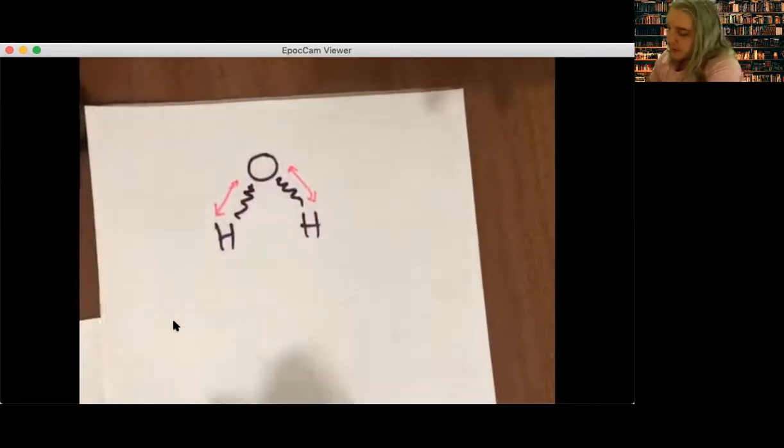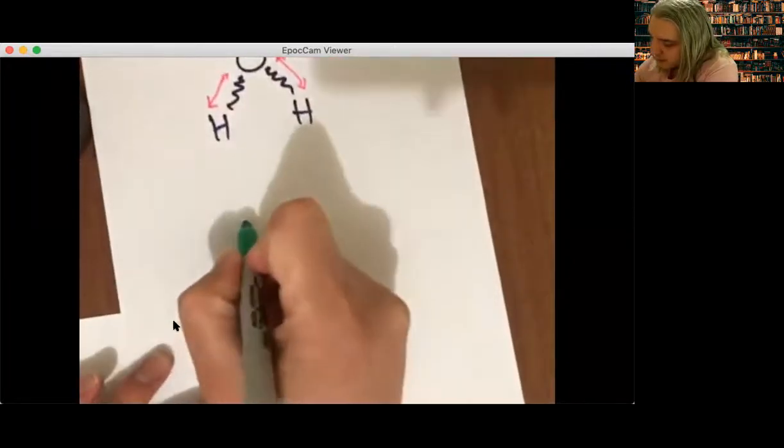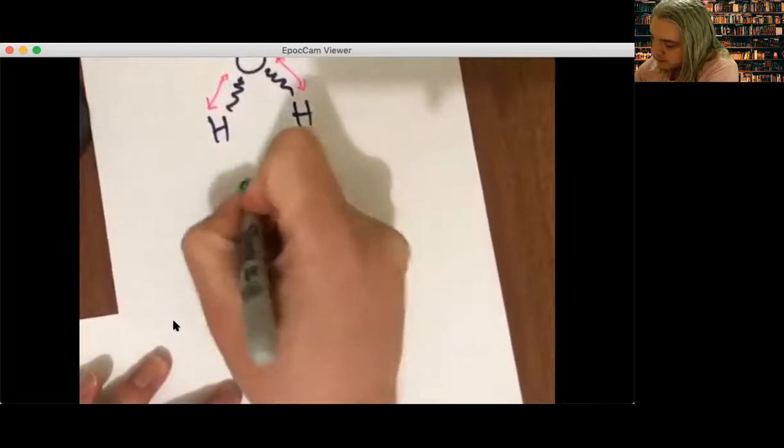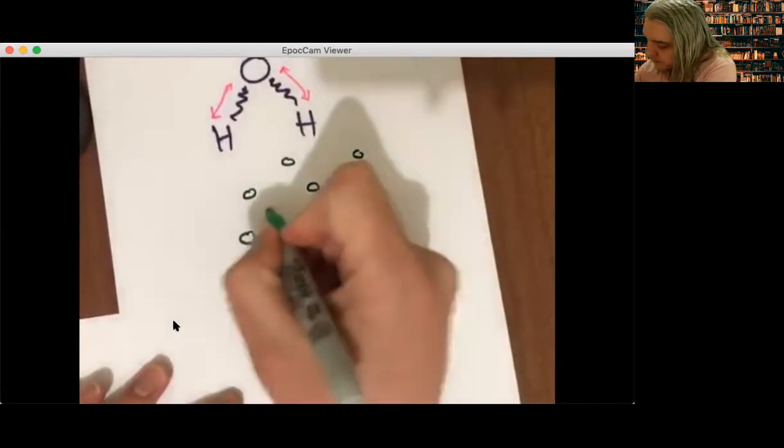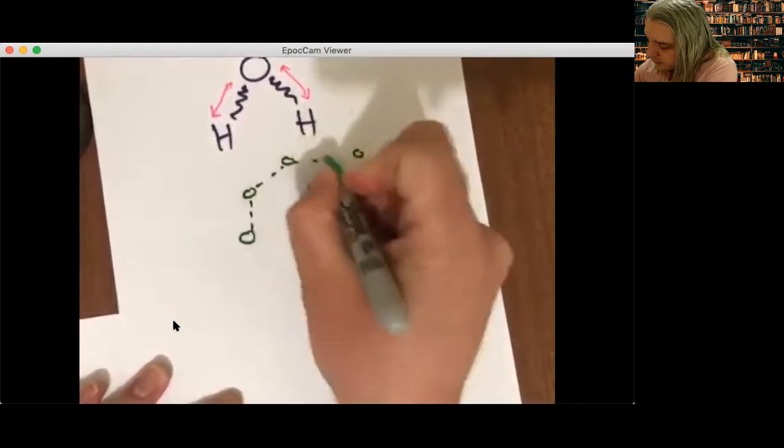When we're talking about a solid, we're saying here's some objects all bonded to each other. All right, these are all bonded to each other.